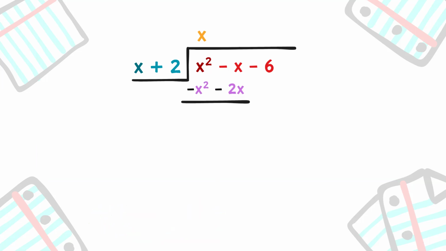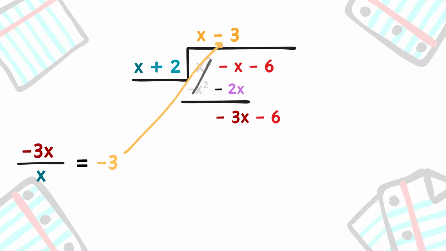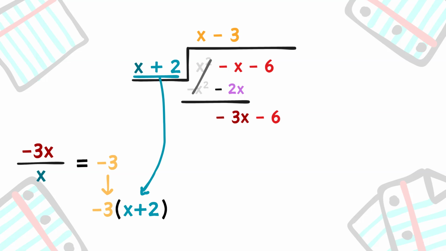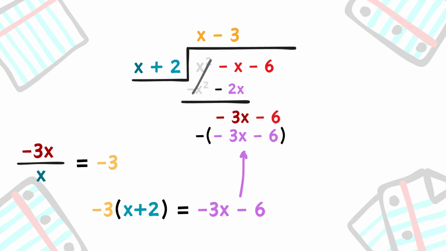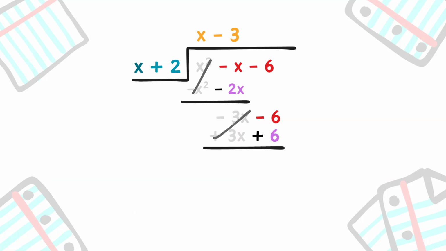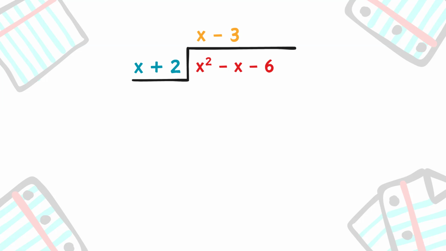Subtracting from the dividend, we see that x squared cancels out. Negative x minus 2x is negative 3x. So we have negative 3x minus 6. Now, how many times can x go into negative 3x? Negative 3 times. Negative 3 times x plus 2 is negative 3x minus 6. Subtracting this, we can cancel out the negative 3x. We also see that negative 6 plus 6 is 0, so we are left without a remainder, and with our answer. The quotient is x minus 3.